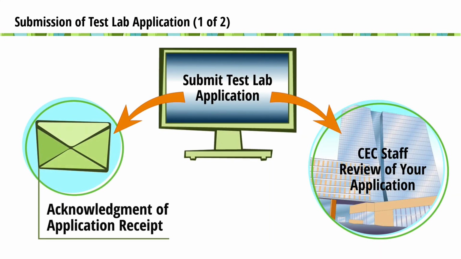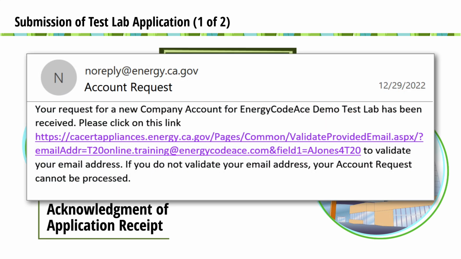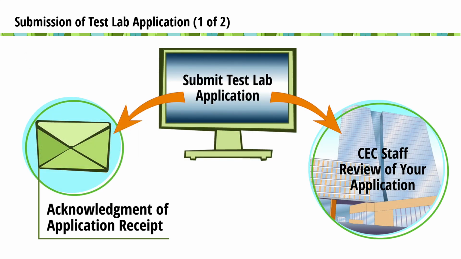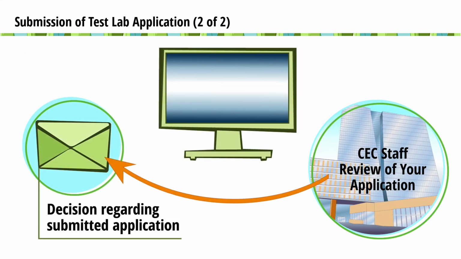You will receive an email confirming that the CEC has received your application. CEC staff will review your application to determine whether to approve your company as a test lab and will email you the results of their decision. When your company has been approved for specific tasks for a particular product type, manufacturers can certify products to the MAEDbS using the results from those tests conducted by your company.